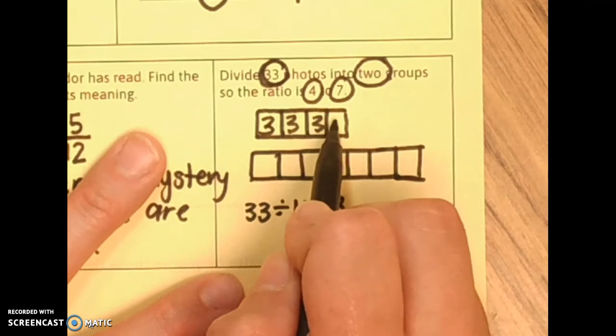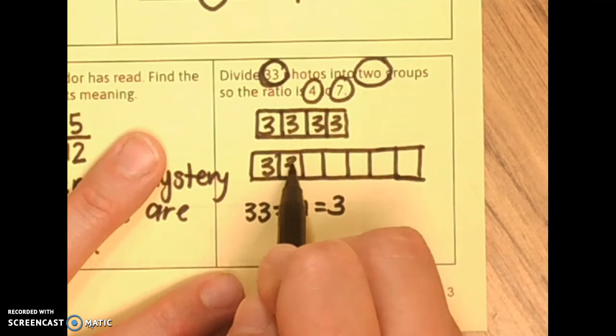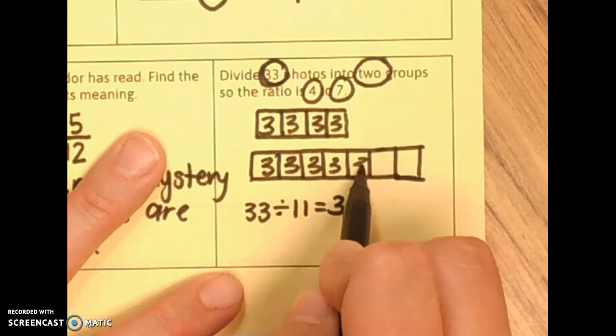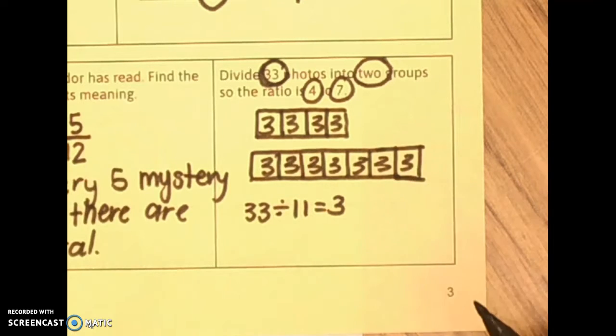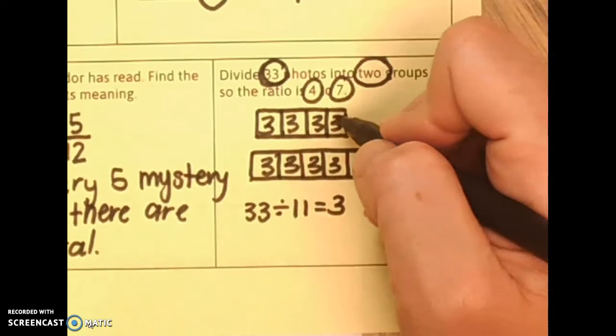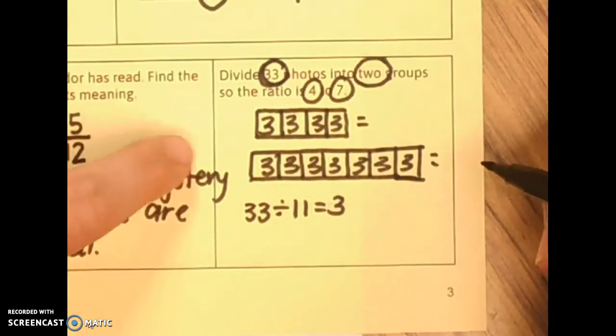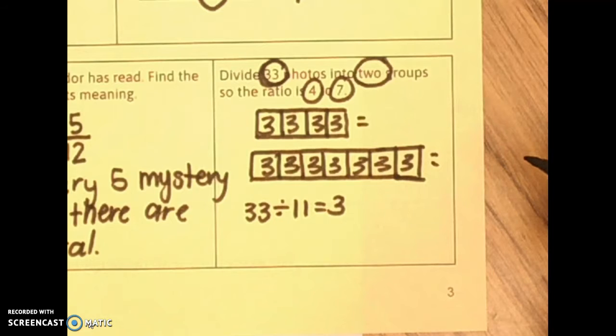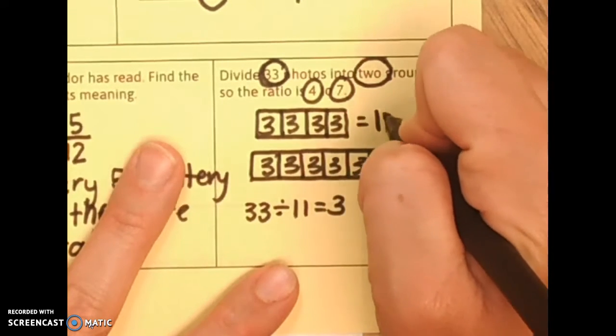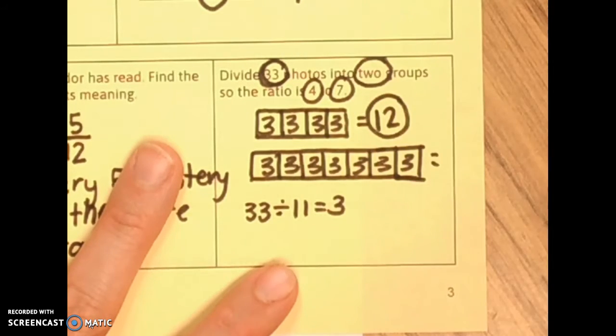So I'm going to write 3 in each box. So you have to write that 11 times. And then I just have to figure out how many are in each group. So I can either do 3 plus 3 plus 3 plus 3, or I can do 3 times 4, which is probably easier for you guys to think about. So we get 12. So the answer for group 1 is 12.